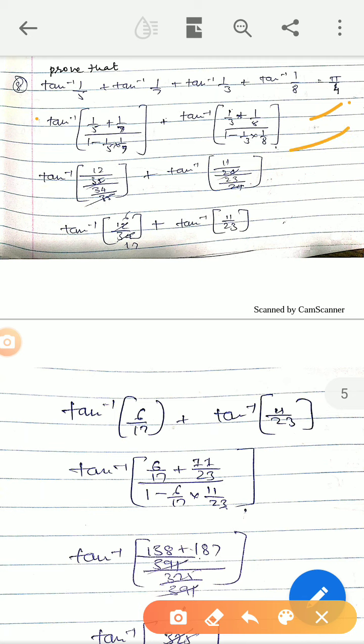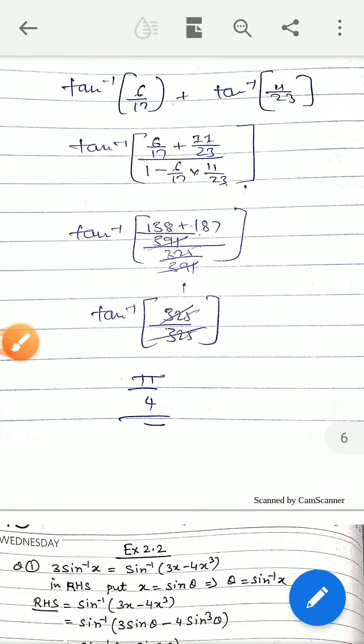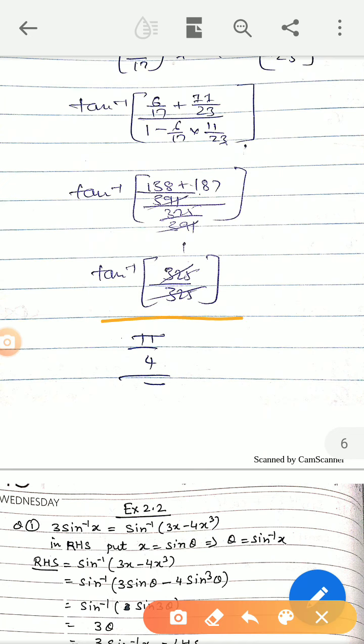So here you will make two groups, first and second, and third and fourth, and you will use the formula tan inverse A plus tan inverse B equal to tan inverse (A plus B)/(1 minus AB). This side also use the formula, and you will solve. You will get this portion. Then the remaining cancel, you get this. Again you will use the formula tan inverse A plus tan inverse B. You will get this answer, and solve this. You will get this portion.